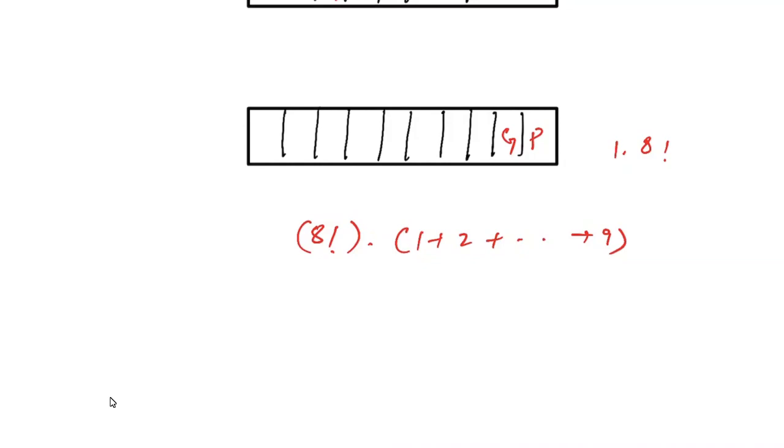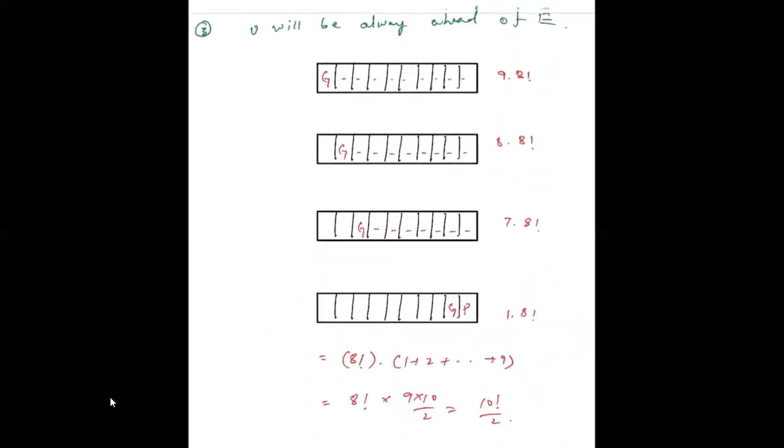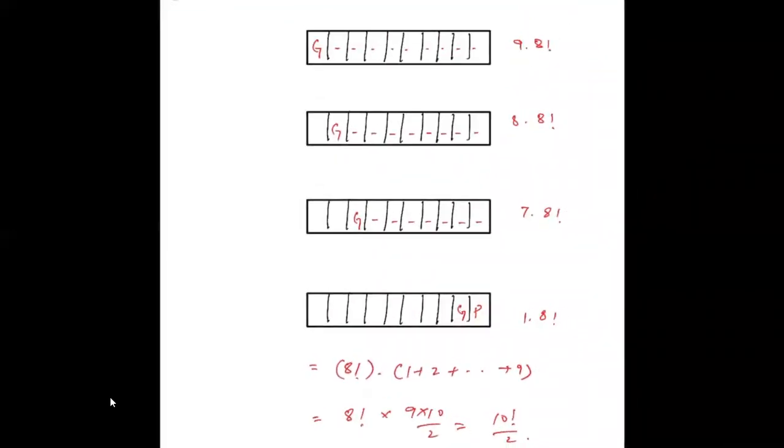The formula we know is n(n+1)/2. So here I'm getting 8 into 9 into 10 by 2, or we can write factorial 10 by 2, right? So this is the first method of doing this. But let's see, P will be ahead of G, not necessarily consecutive. Maybe one place ahead, maybe 2 places ahead, maybe 8 places ahead, right? So all the cases are there. So we are getting factorial 10 by 2, right?